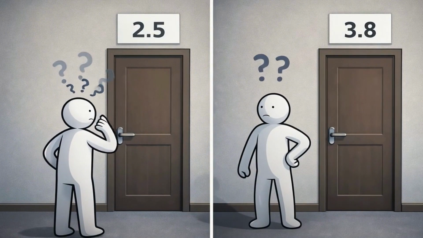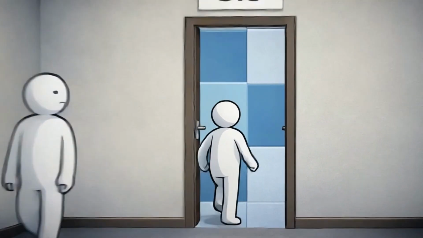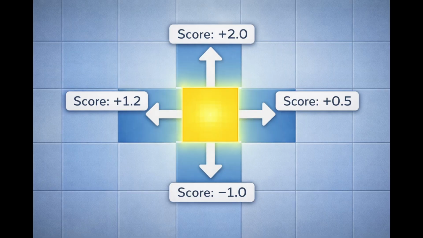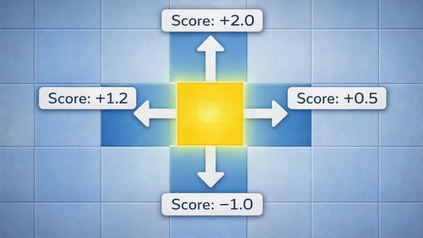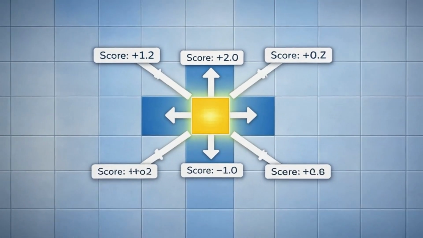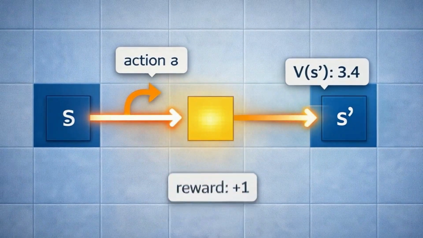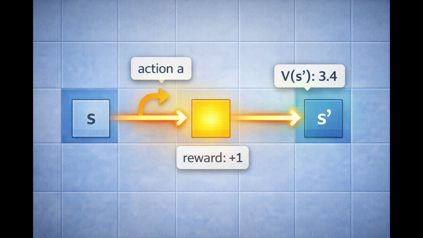To improve a policy, we need to compare actions. State values alone tell us how good it is to be somewhere, but improvement requires knowing how good it is to do something. That's why we introduce the action-value perspective. For each state, we score each action by looking one step ahead using the model and the value function we already computed. In plain language, the action score is: if I take this action, what reward do I get right now? Where do I land? And how valuable is that next state?